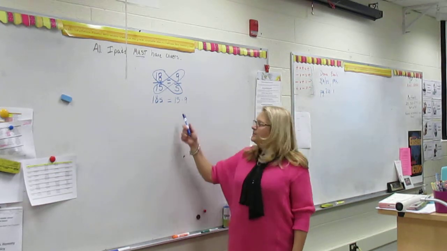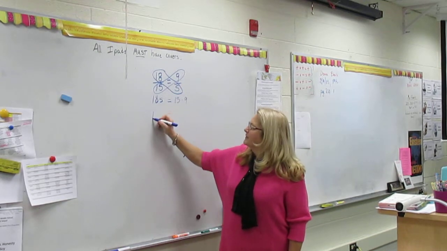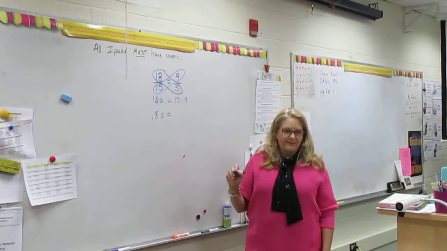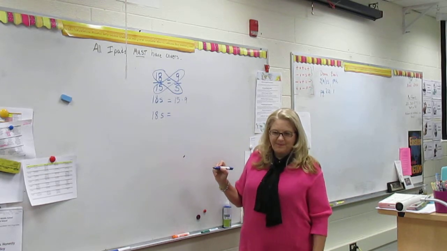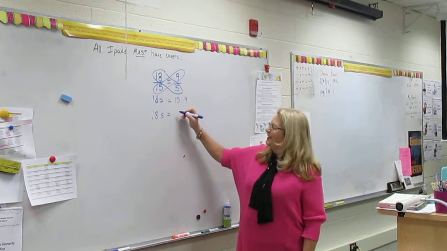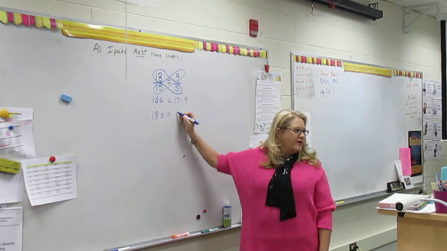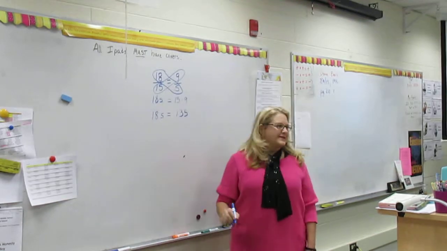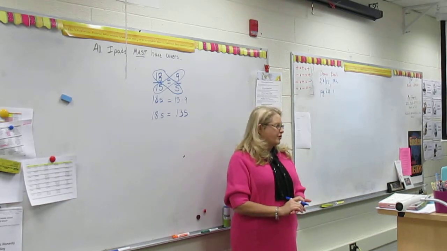Now, Ellie, when you did 15 times 9, what did you get? 135. How many people confirm that it's 135? Good. Now we're at a one-step equation. This is what we did earlier this week.